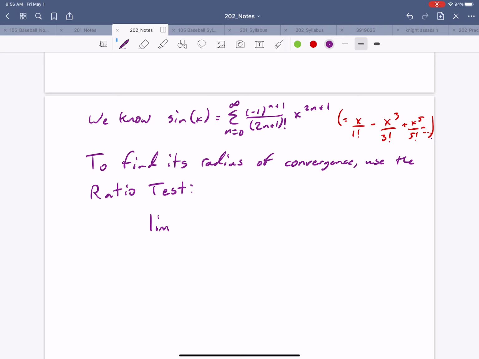So we take the limit as n approaches infinity of, now remember, we get to ignore that alternating (-1)^(n+1), right, because we're taking the absolute value. So we'll have x to the 2(n+1)+1 all over (2(n+1)+1)!. And then we're going to multiply it by the reciprocal of just the nth term in general.